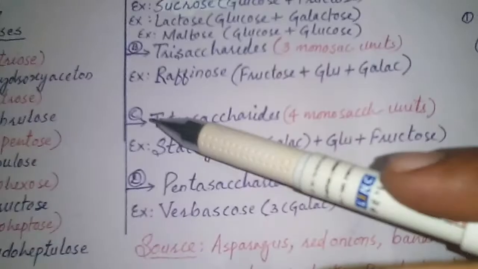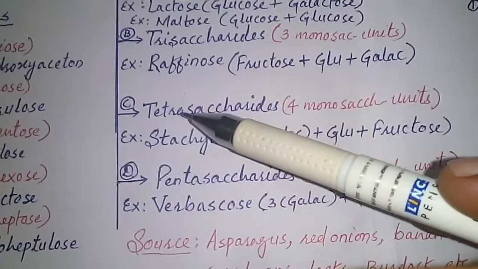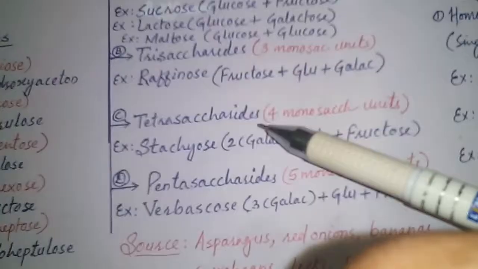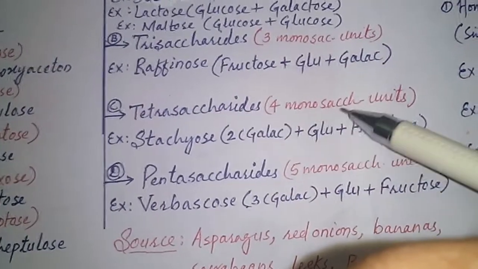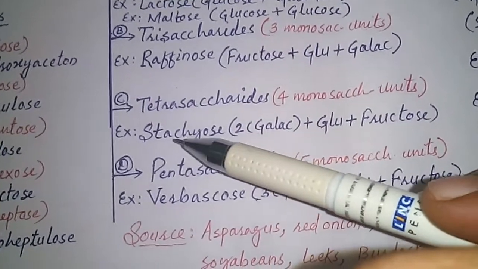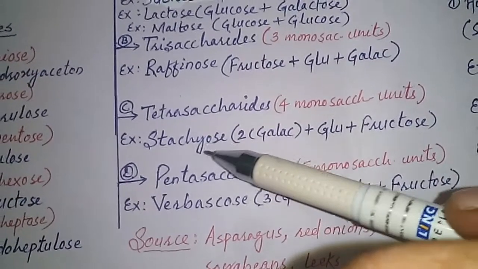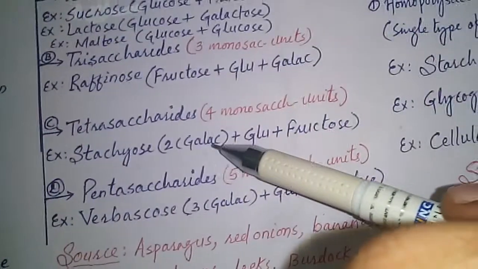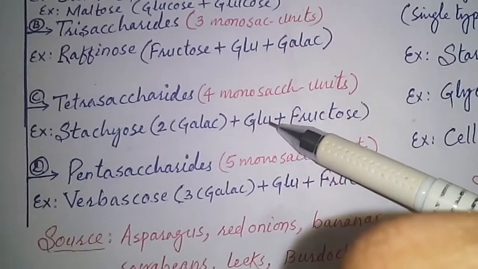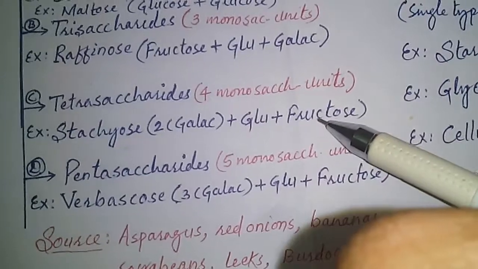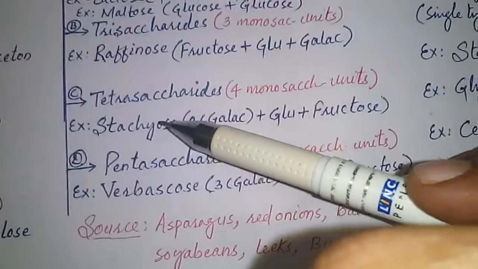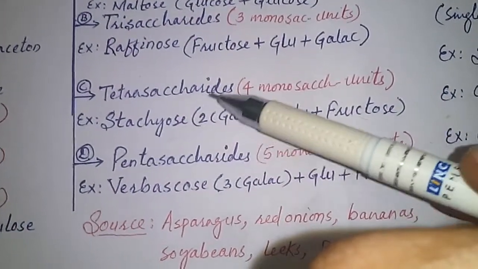Then the tetrasaccharides. Tetra means four, so it consists of four monosaccharide units. A very suitable example of tetrasaccharides is stachyose, which is a combination of two molecules of galactose plus one molecule of glucose plus one molecule of fructose. One fructose plus one glucose plus two galactose is the stachyose example of the tetrasaccharides.